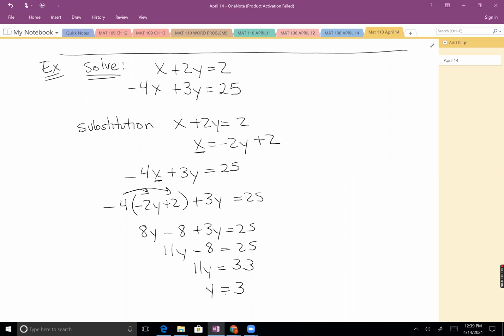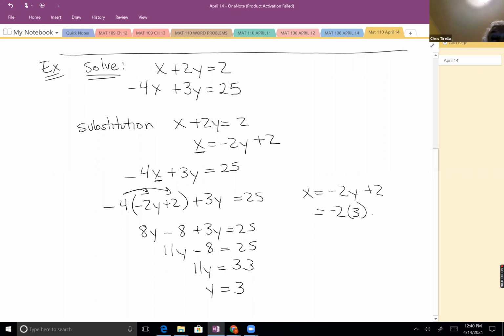Now you have to plug in the y. And again, I would plug into that equation that we solved for first, x equals negative 2y plus 2. So that would be negative 2 times y, which is 3, plus 2. So negative 6 plus 2 would give me x equals negative 4. So our solution would be negative 4, 3.